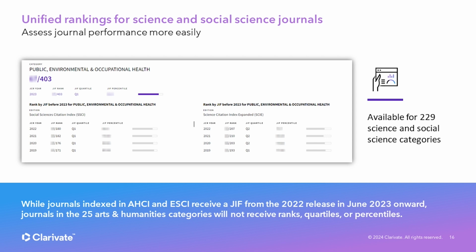From June 2023 onward, journals in the 25 arts and humanities categories will not receive ranks, quartiles, or percentiles. They still get the impact factor, but for arts and humanities, no ranks, no quartiles, no percentiles.